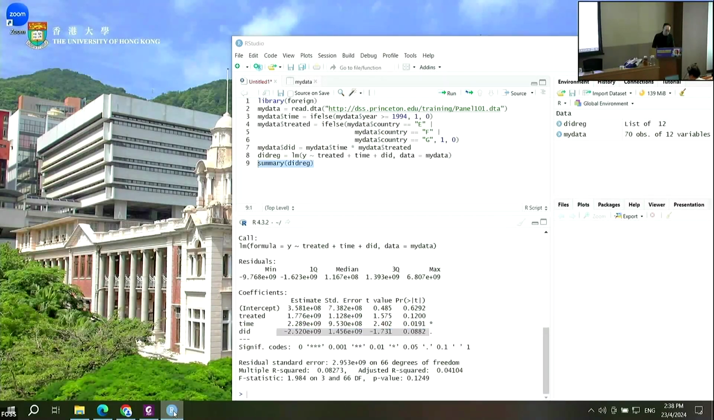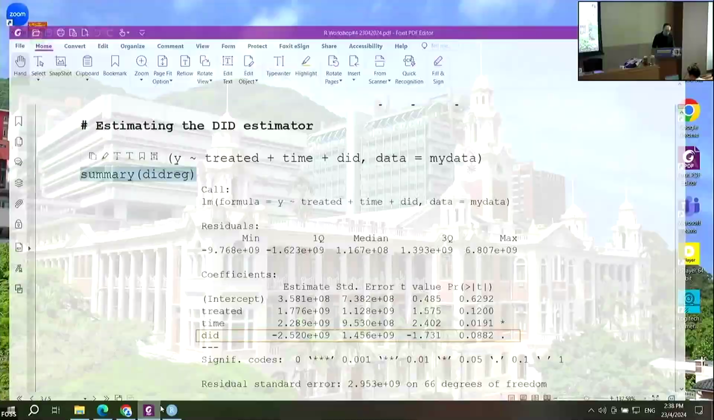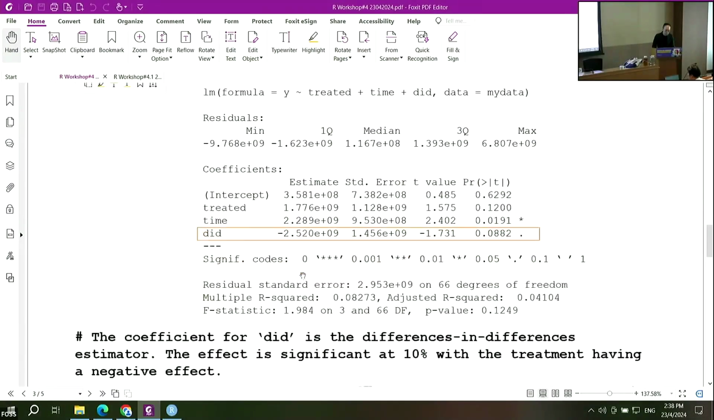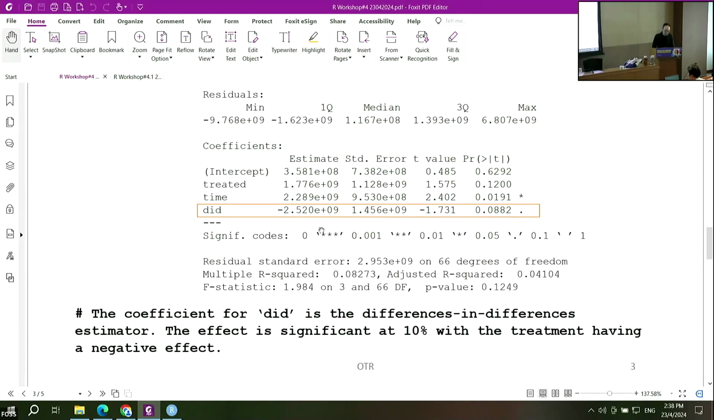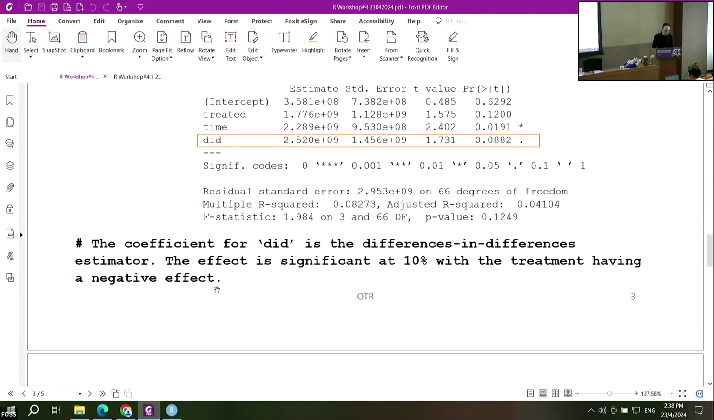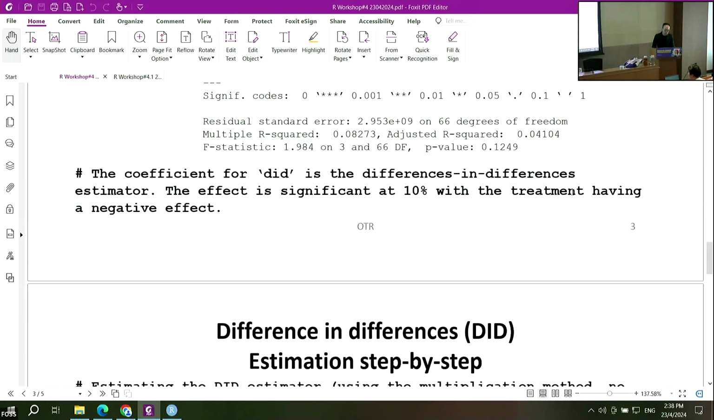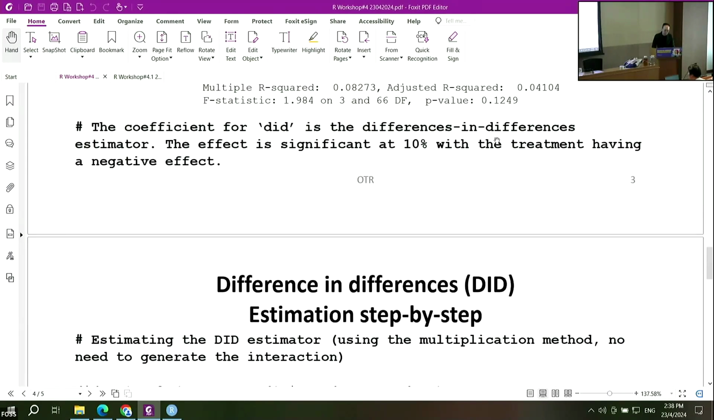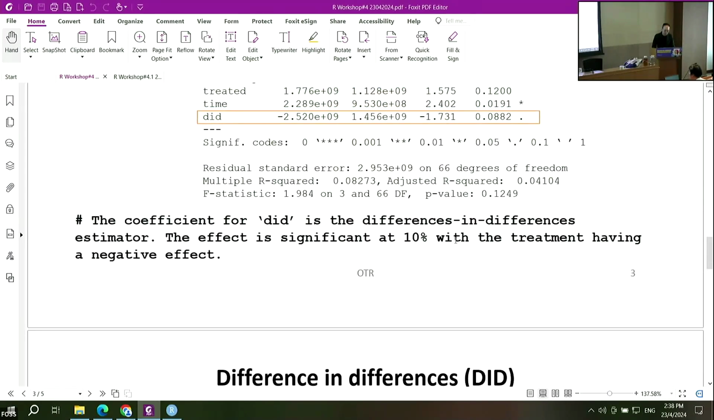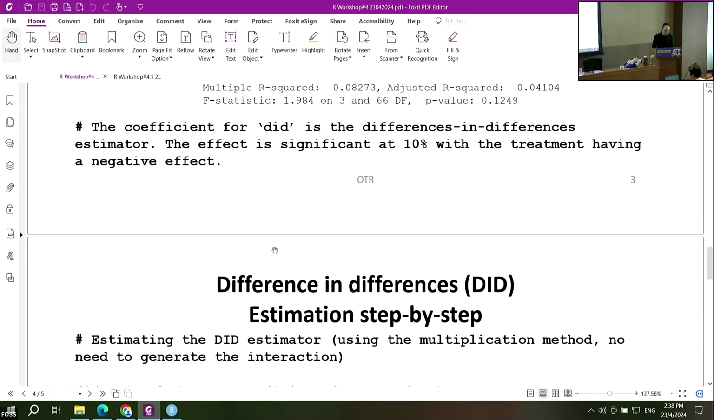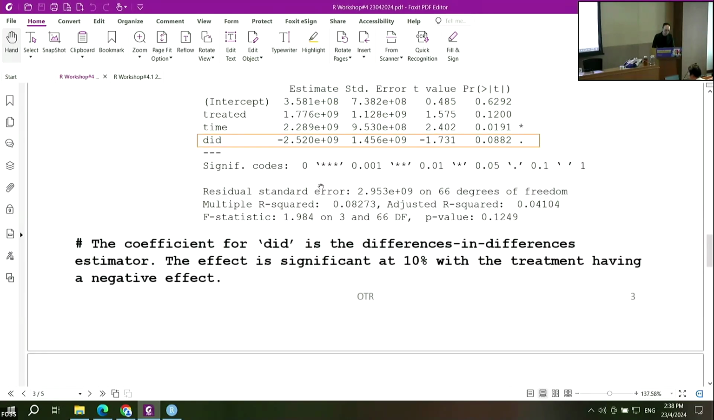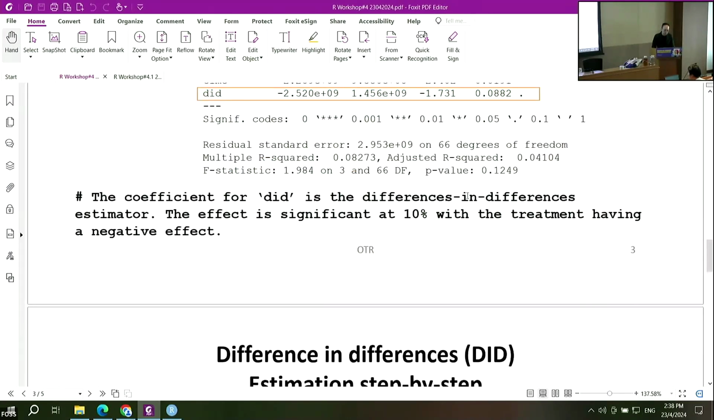Okay. Notice that it is a bit small. It's in scientific notation, but you could change that later. The coefficient for did is what we are interested in learning, and it is significant at the 10% level with the treatment having a negative effect. So it's a negative effect, but it's still significant at the 10% level.